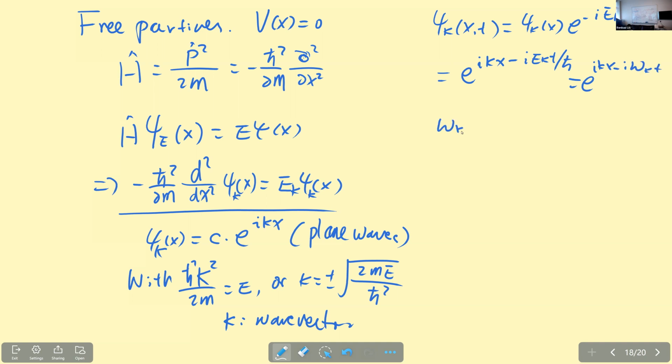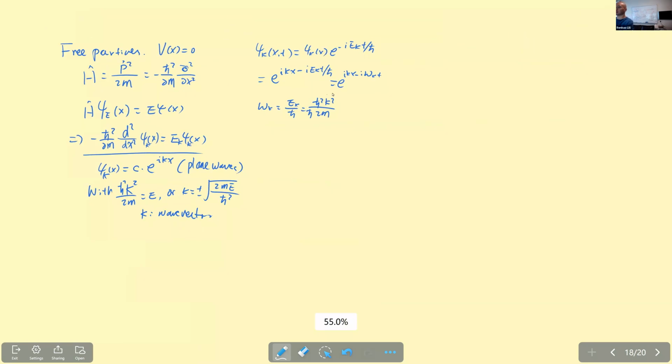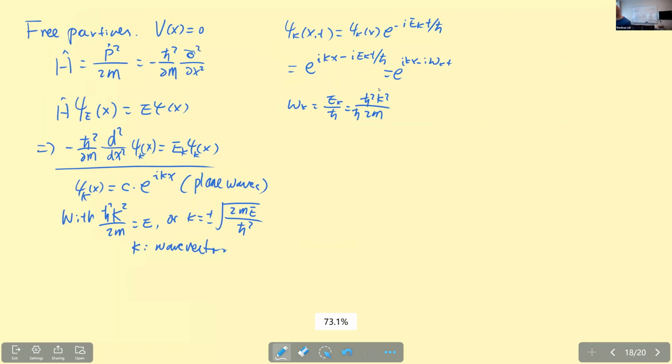With omega_k equals E_k over h bar, which equals h bar squared k squared over 2m, and over h bar. So that is the omega_k. So this is the solution. It's very simple, actually. And now let's discuss the possible values of this E_k.